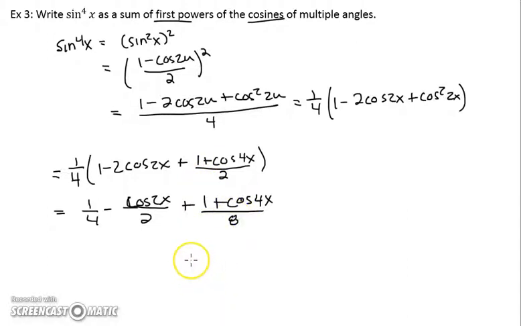And technically we can be finished there because we have the sum of first powers of cosines. Now you could try to get common denominators and all of that stuff, but for now we'll just keep it where it is because we've met the conditions of the problem.